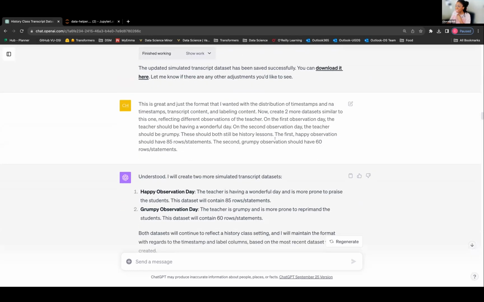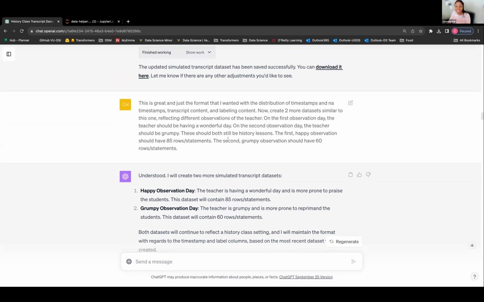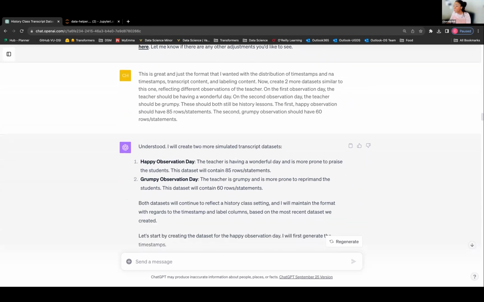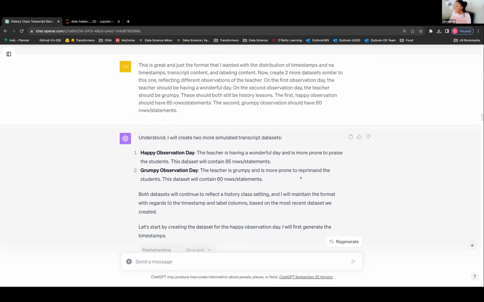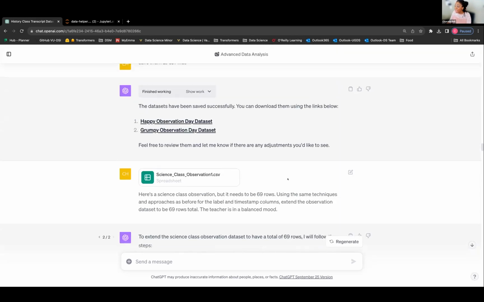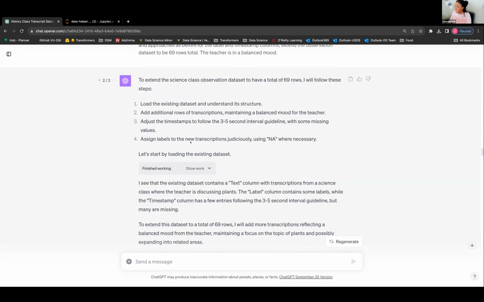So here you can see that I just go along and have it generate more data sets. We have this person being happy. One day they're grumpy. You would expect them to have more negative interactions on their grumpy day. And here we go along, and this is precisely what it generates in the end. Again, at the very end, it generates the data set.